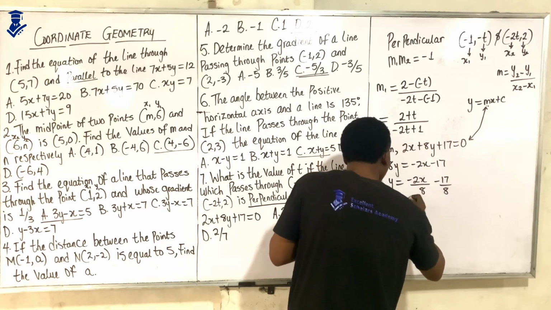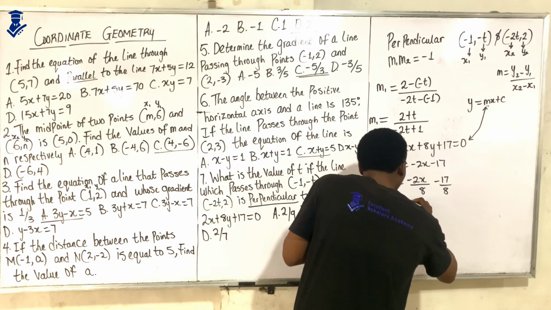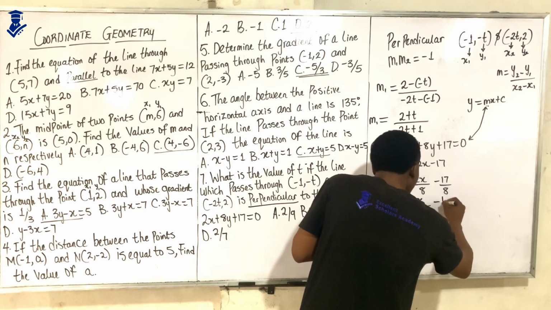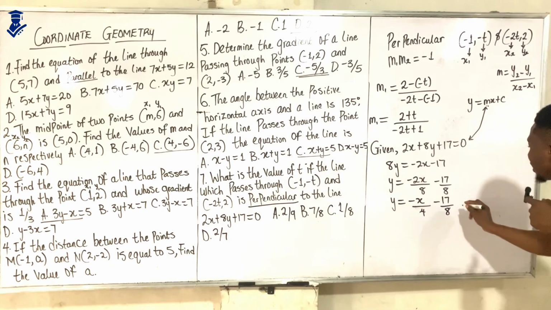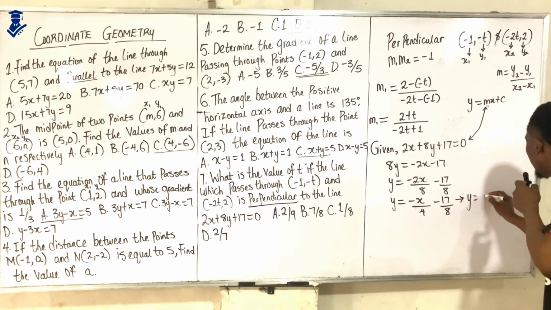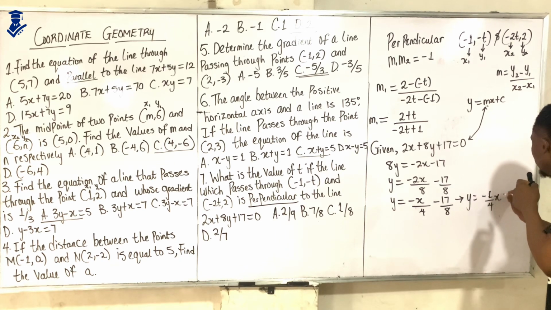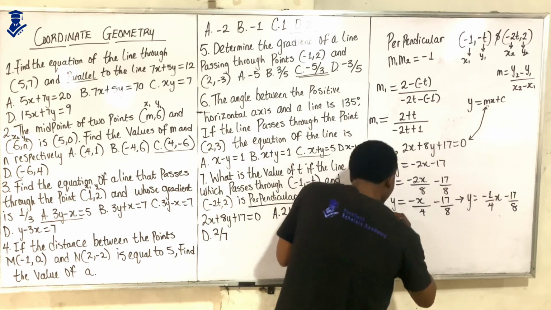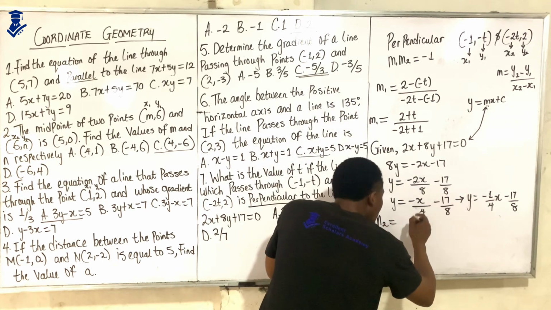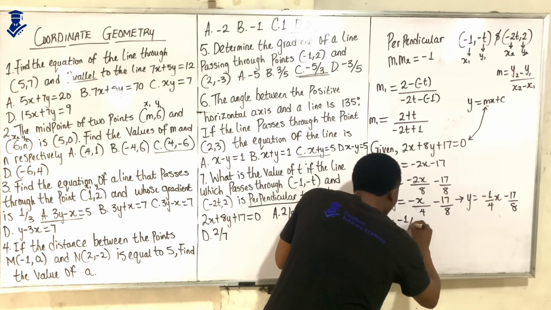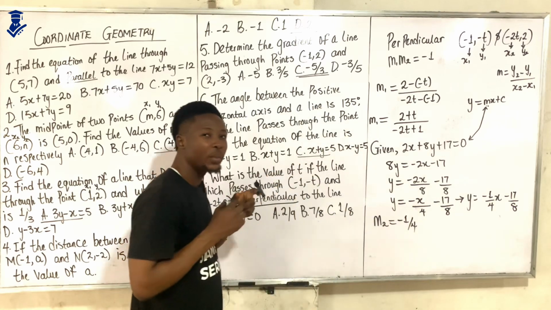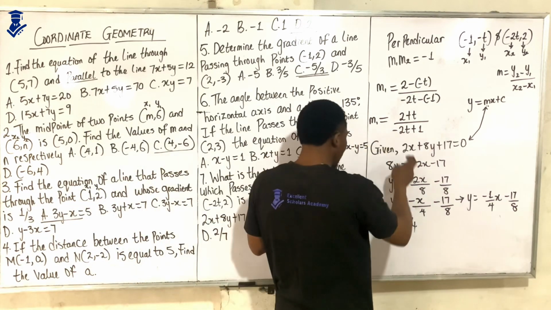Now, 2 can go into 2 once, and 2 can go into 8 four times. So we have y is equal to minus x over 4 minus 17 over 8, which you can also write as y is equal to minus 1 over 4 x minus 17 over 8. If we compare this with y equals mx plus c, you find out that your gradient m2 is equal to minus 1 over 4. So now we know what our m1 is and our m2 is.